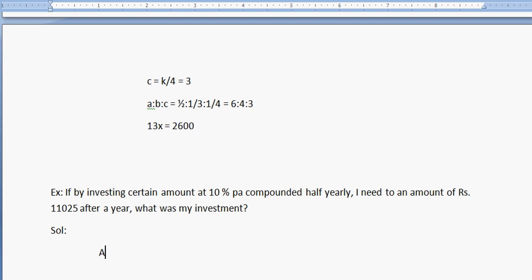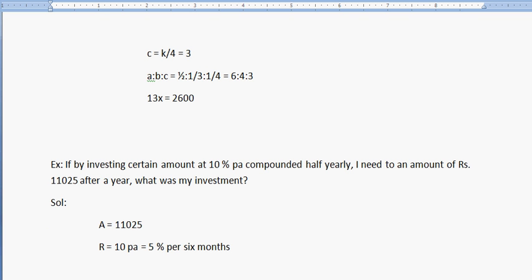So let's do it. Here the amount is given to be 11025. R is equal to 10% per annum, which means if it is compounded half yearly, it would become 5% per half year, per 6 months. Time period is equal to 1 year, which means 2 half years, right?